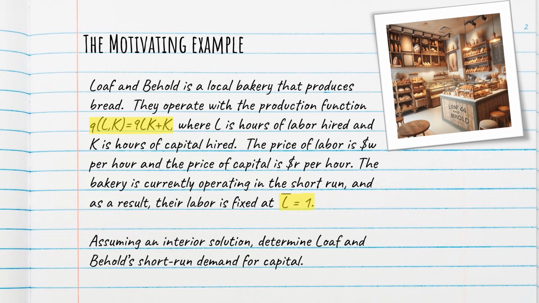What are we trying to solve? Well, assuming that we have an interior solution, we want to determine Loaf and Behold's short-run demand for capital. We cannot find the demand for labor because labor is fixed at 1, so it's just demand for capital.